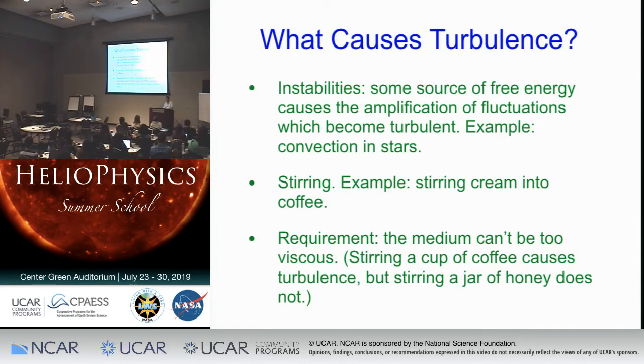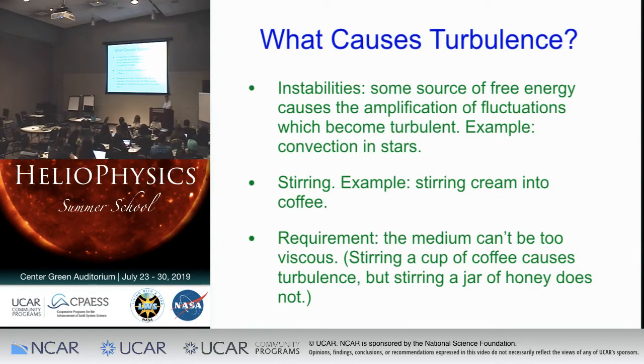What causes it? Different ideas. One is a kind of stirring I was just talking about. You can get a system where you actually stir the turbulence manually. Or it could be instabilities. There could be some source of free energy in your system which amplifies fluctuations. An example there is convection. There's a buoyancy instability where hot gas can rise up because the temperature gradient has become steep enough inside the star. A requirement for turbulence is that the medium can't be too viscous.